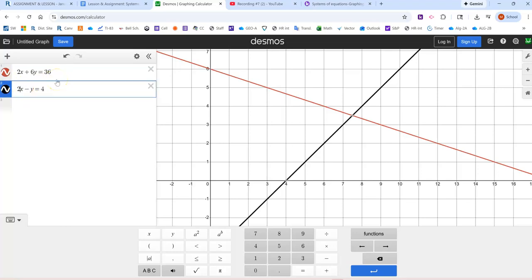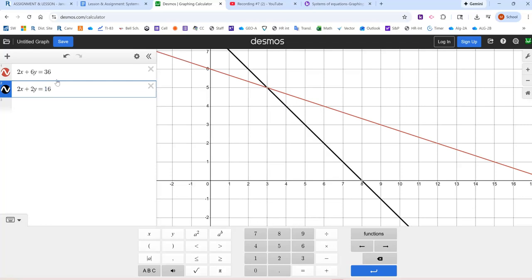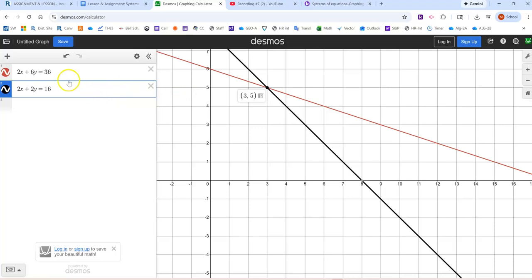So I'm going to change this. 2x plus 2y is equal to 16. There we go. And that's going to be the black line. And where do they meet together? Right there. So that means the solution that makes both of those equations true is when x is equal to 3 and y is equal to 5, and that's the answer.